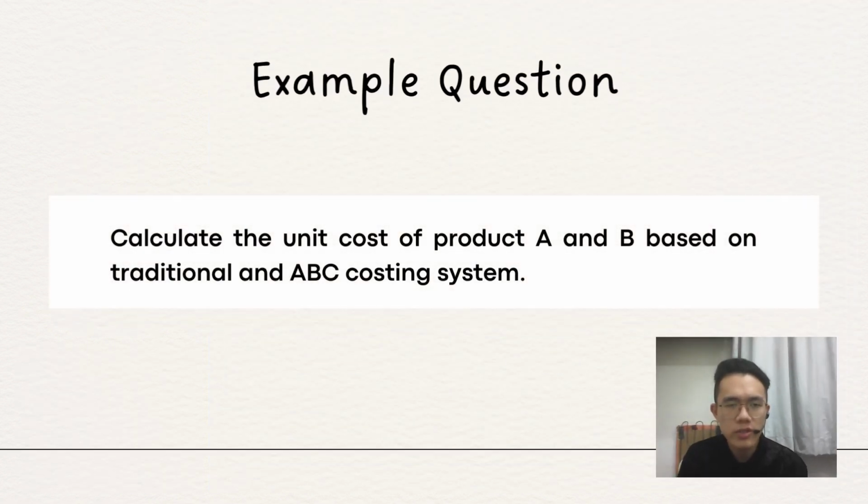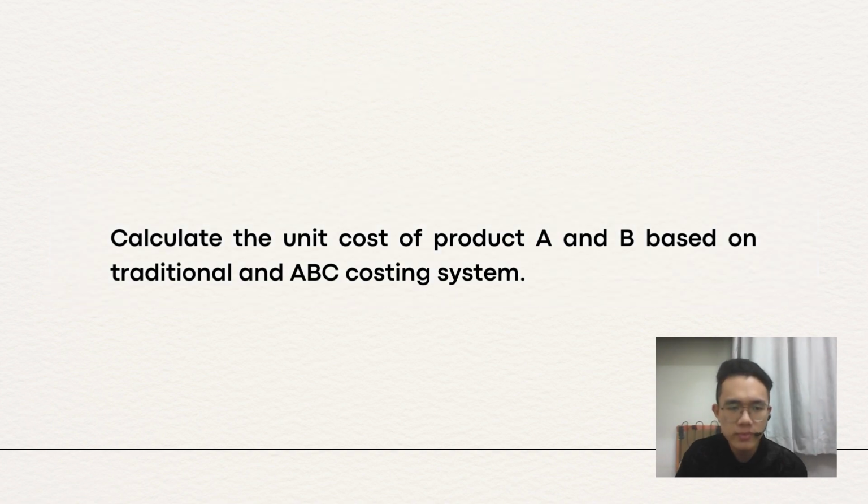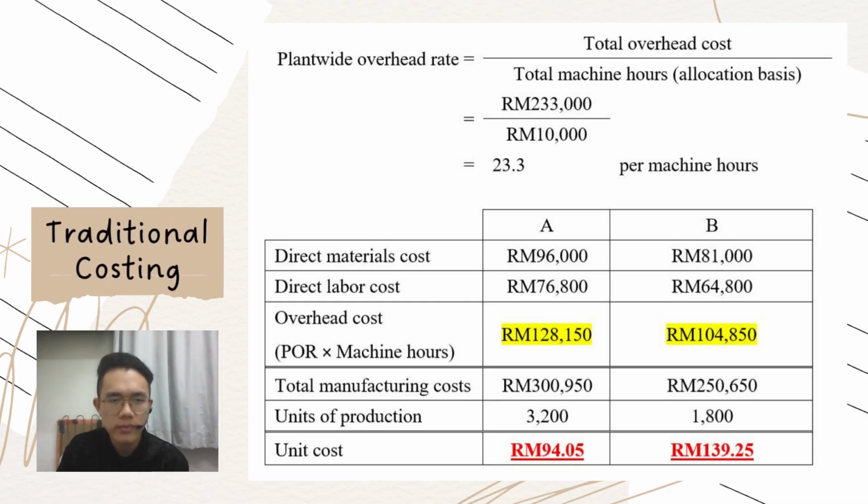So the question requires us to calculate the unit cost for product A and B based on the traditional and ABC costing system. First, we are looking into the traditional costing.